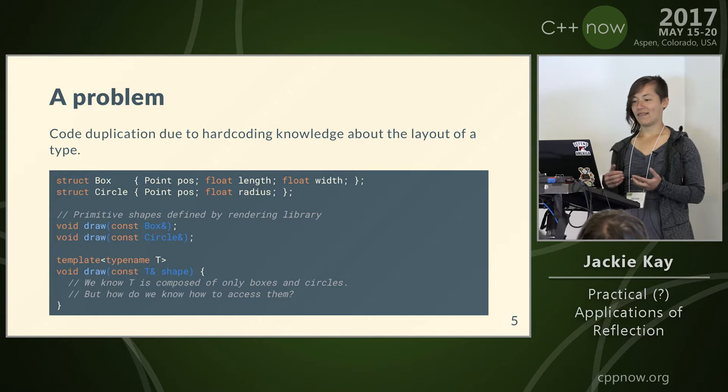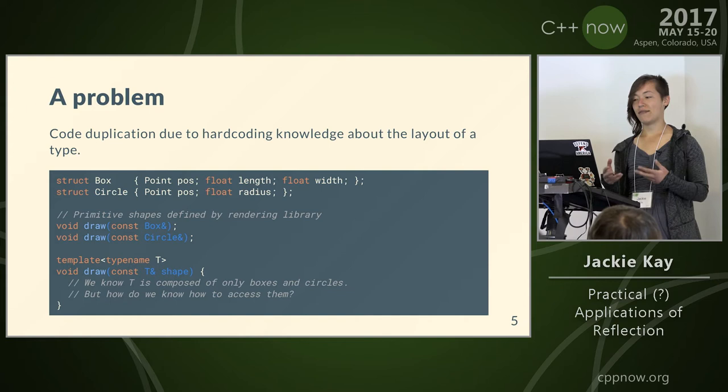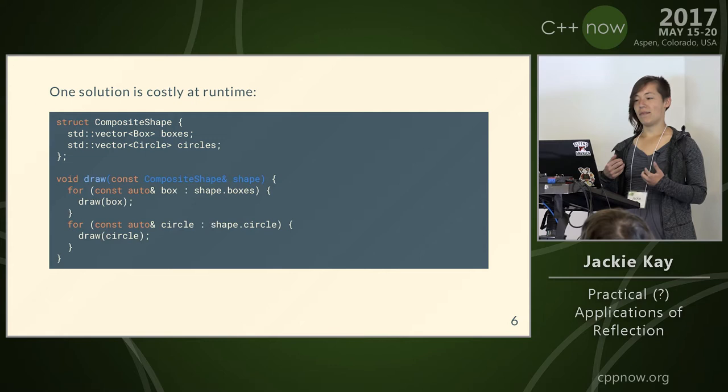You have some graphical library, and you're trying to draw shapes. You have some primitive shapes: boxes, circles, maybe some more primitives defined by a rendering library. Then you have some more types that are defined by composites of shapes. And you want to define a generic draw function that takes some information about a shape and renders it, by composing these primitive functions. One solution is to make a composite shape where you have a vector of boxes and circles and your other primitives, and then the draw function is very simple to write.